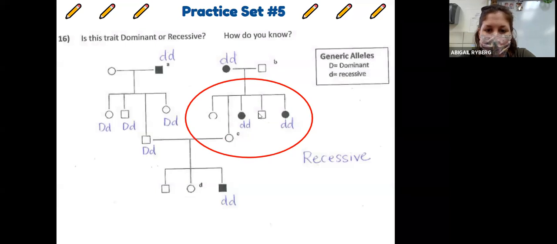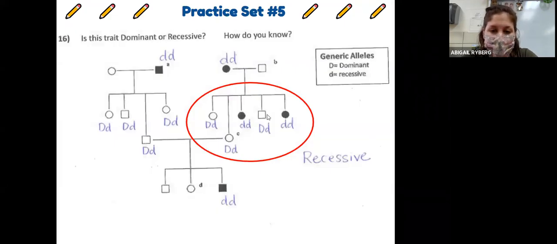Okay, and let's look at the remaining children here. These 3 siblings we haven't looked at yet. They don't have this trait, so we know that they're big D. And again, the only thing mom can give them is little d. So now we feel certain that these 3 children must be heterozygous.